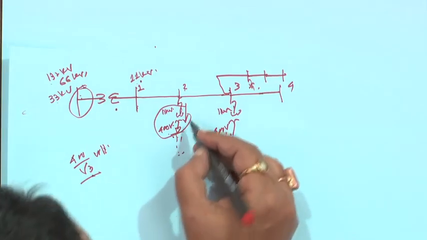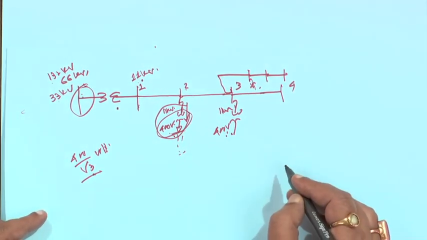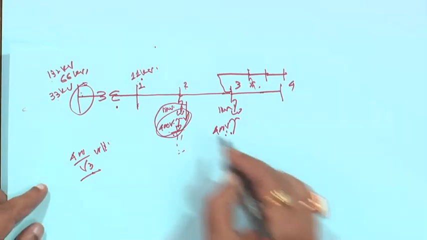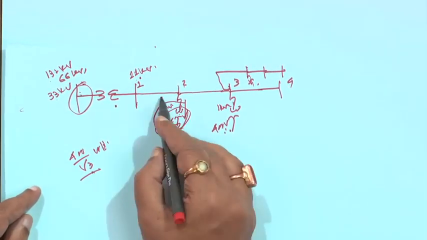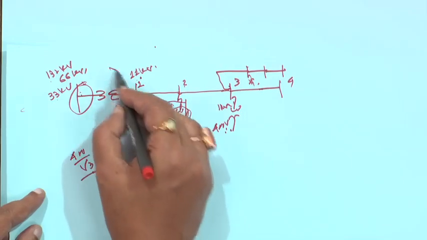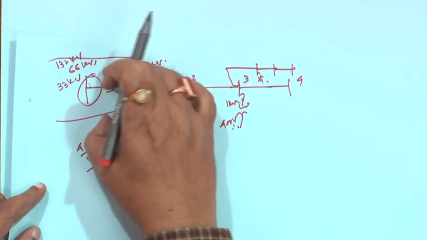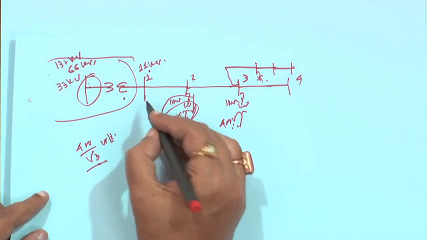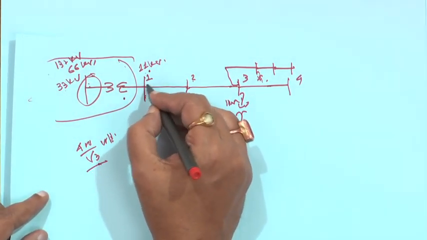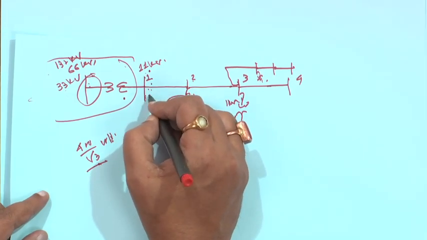So, what we will do, we will not consider the distribution side, the 400 volt side, I mean the low tension side of the distribution transformer. We will consider only the 11 kV feeder, and this portion we will not consider. This is actually the grid side, this we call the grid side, that we will not consider. So, in the distribution system, we will assume the substation, that is the 11 kV side, is the slack bus, right, and from that we will start.